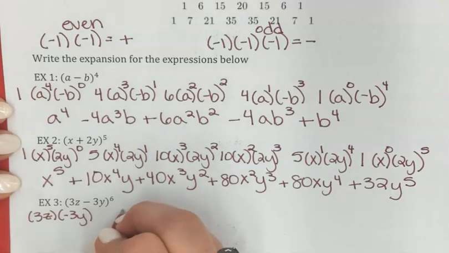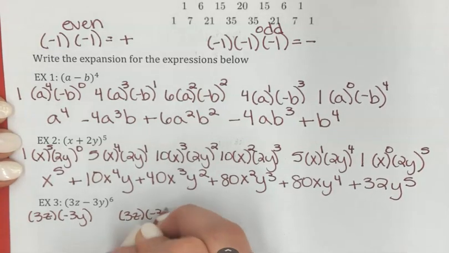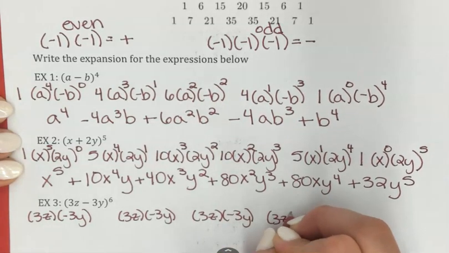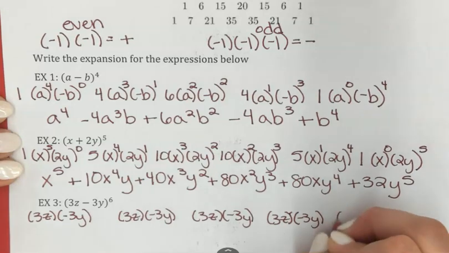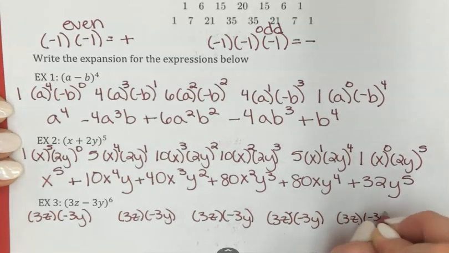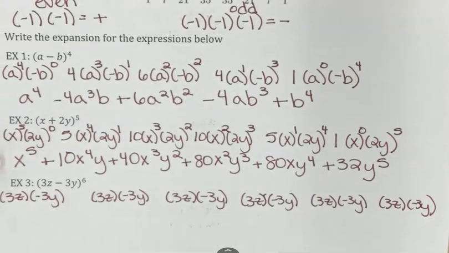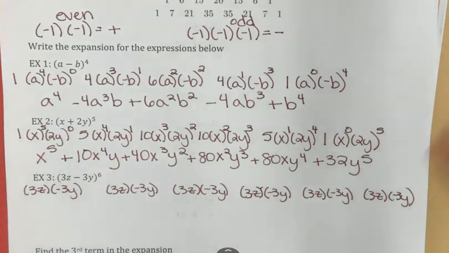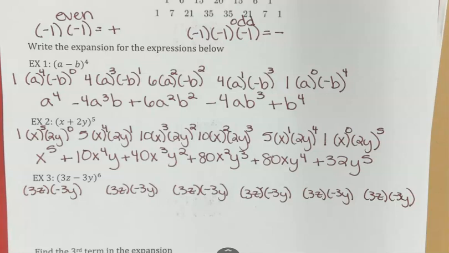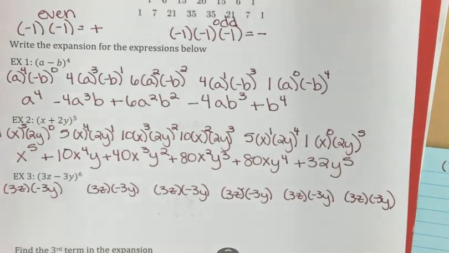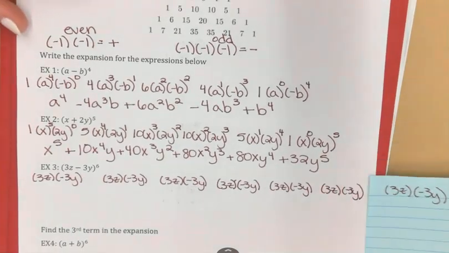So there's 1, 2, 3, 4, 5, 6, and I am running clear out of room here. Let me get some scratch paper for the 7th term. Okay, there is my 7th term. I don't know if you can see them all.